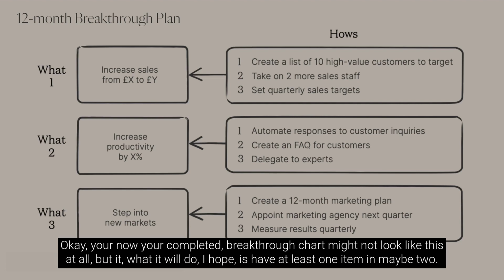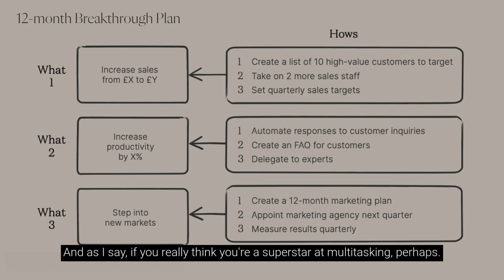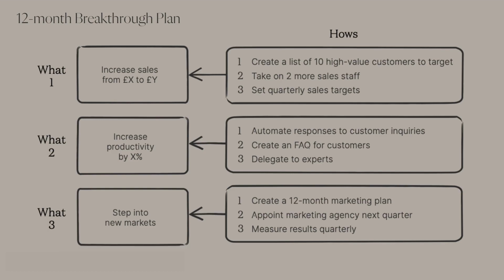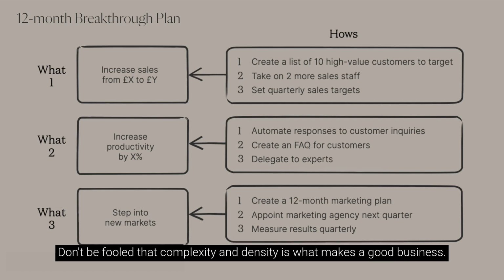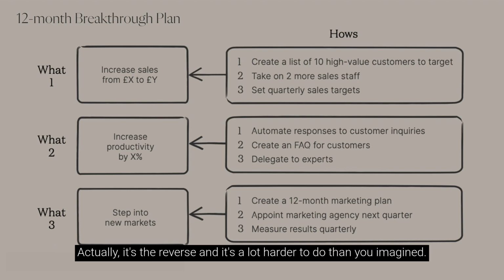Okay, now your completed breakthrough chart might not look like this at all. But what it will do, I hope, is have at least 1 item in, maybe 2. And as I say, if you really think you're a superstar at multitasking, perhaps 3. You'll have more success working that way than you will with all the lever arch files full of business plans in the world. Don't be fooled that complexity and density is what makes a good business. Actually, it's the reverse, and it's a lot harder to do than you imagine.